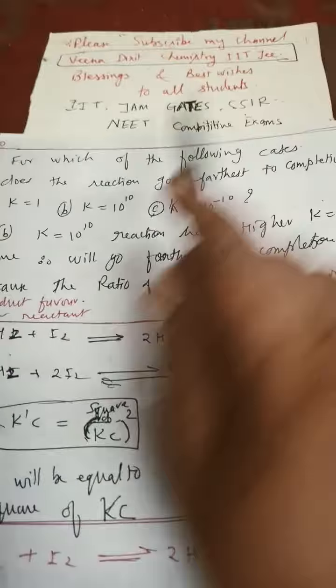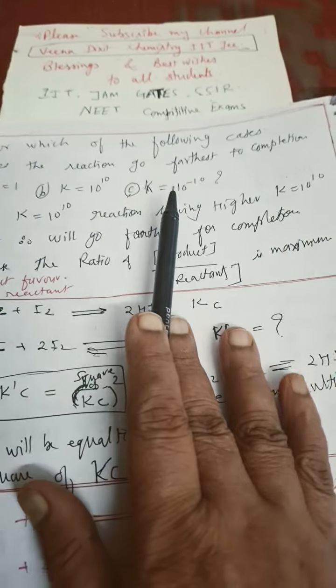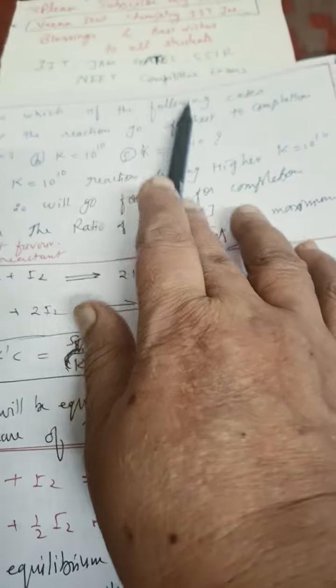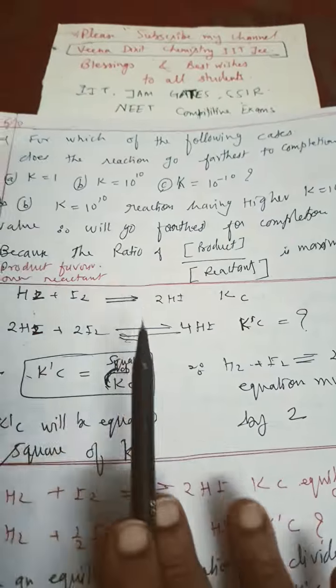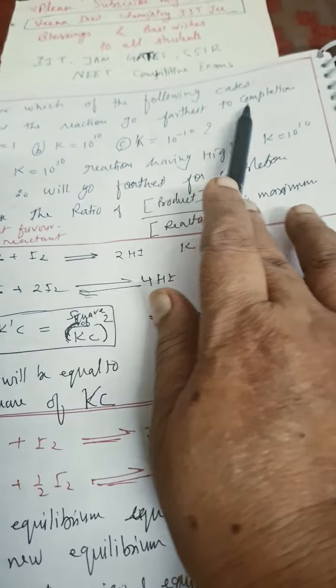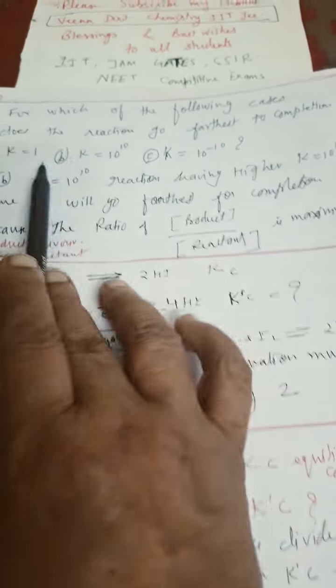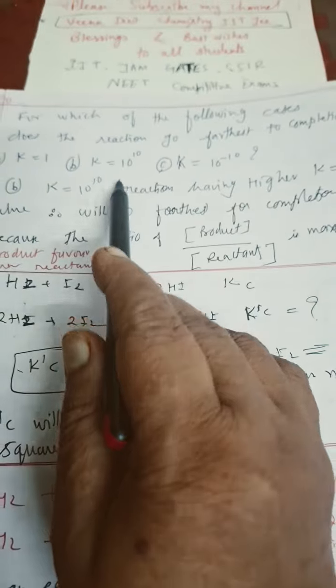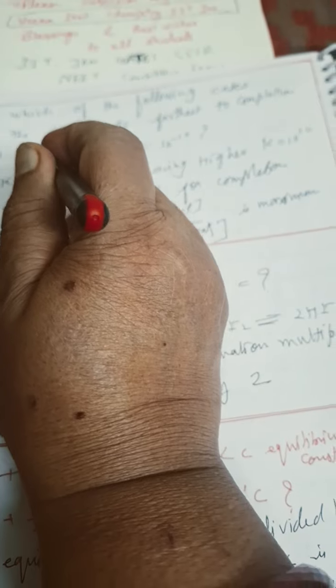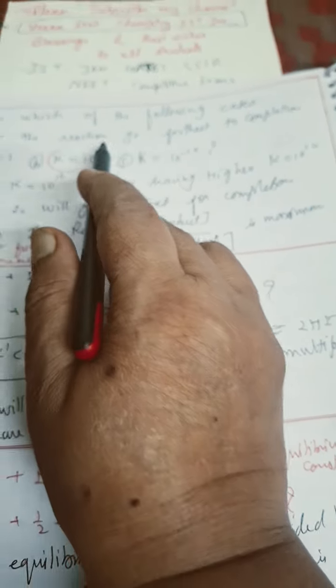All these questions come up in different competitive exams. You must try them. We are discussing chemical equilibrium. For which of the following cases does the reaction go farthest to completion? Options are given to you. You have to search for where K will be maximum. Here K is maximum, K is equal to 10 to the power 10.